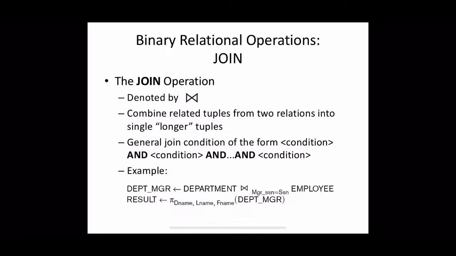Now let us move on to the third group of operations. Those are binary relation operations like join and division. So the join operation is denoted by this symbol.